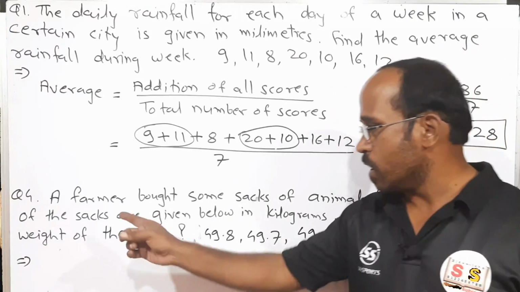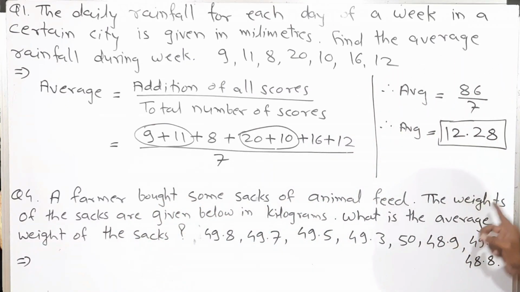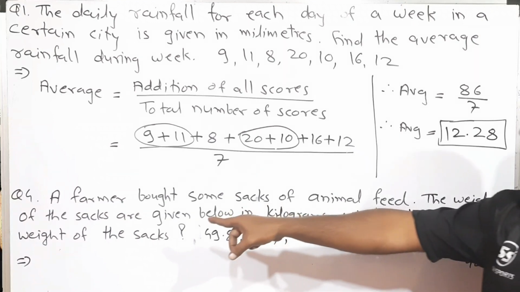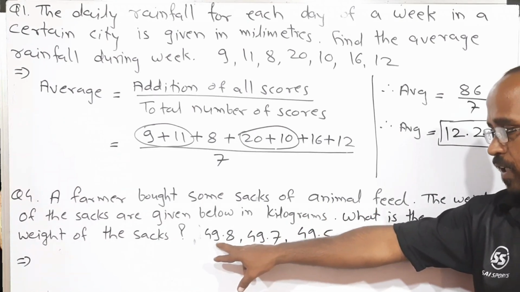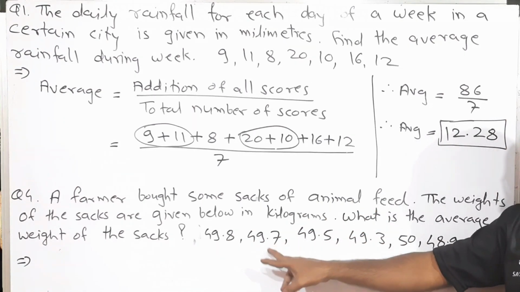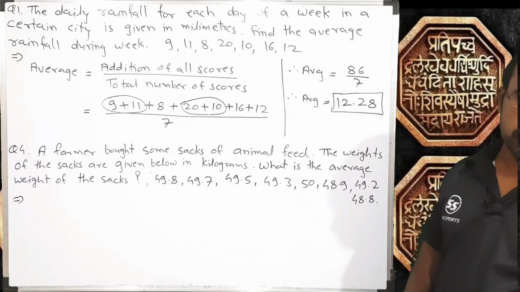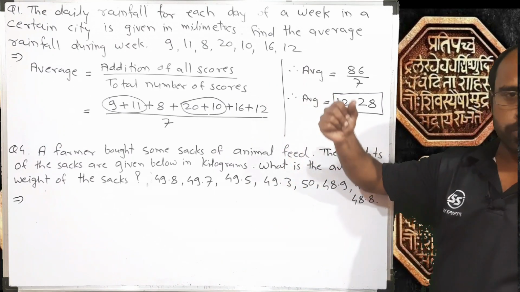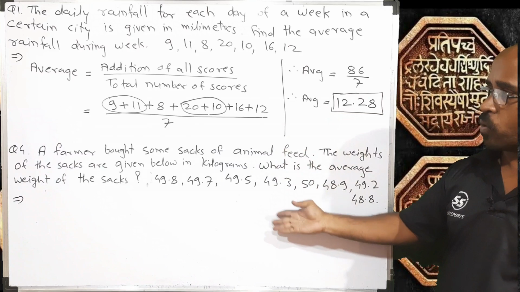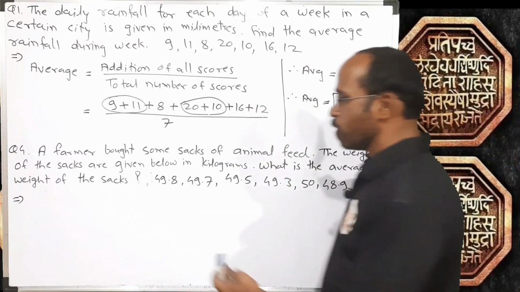The next question is, a farmer bought some sacks of animal feed. The weights of the sacks are given below in kilograms. This is the weight of the sacks given in kilograms: 49.8 kilogram, 49.7 kilogram, etc. What is the average weight of the sack? We have to find out the average of the weights. Once again, to find the average, the formula is addition of all scores divided by total number of scores. Let's write the formula first.